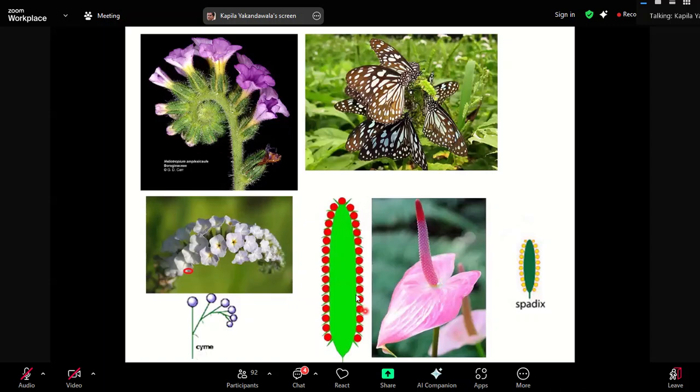As you can see here, this is the cyme. I hope you all have seen this. You might have seen this in your home gardens. What do you call it? At Honda, it is a cyme. You can see its inflorescence is rolled, and sometimes you see butterflies in large numbers come and visit these flowers as well as leaves.